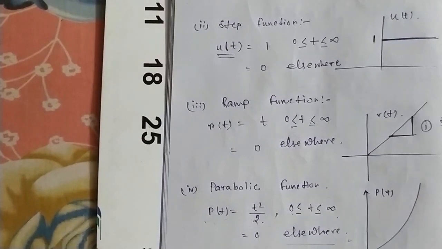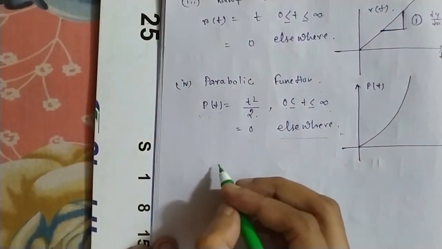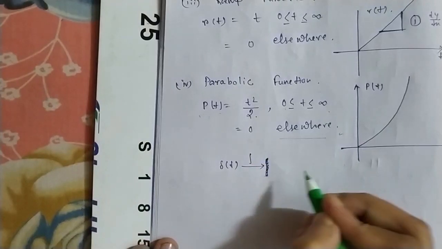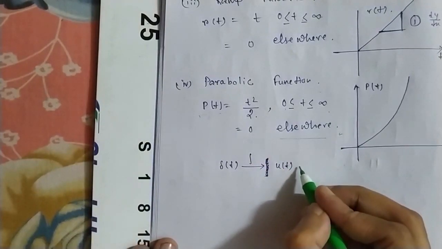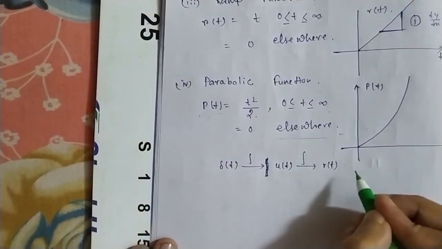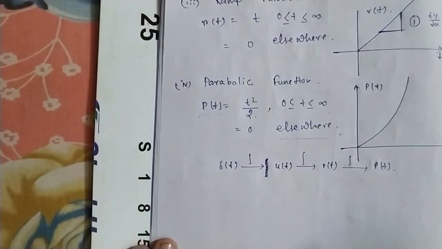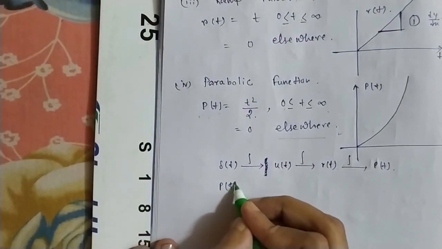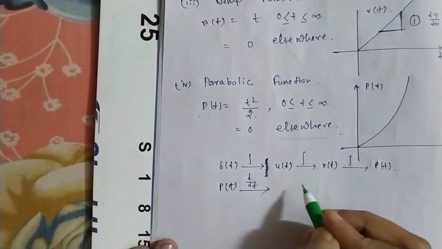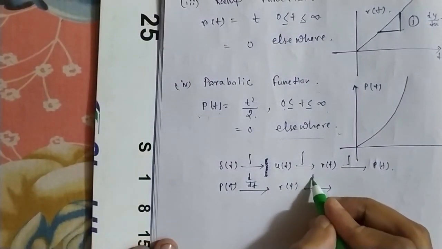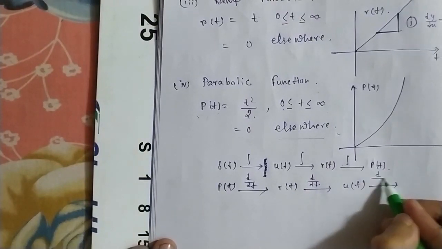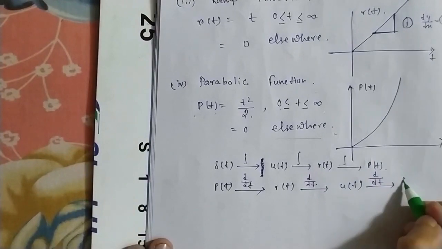Okay, so now another important thing: if you integrate this delta of t, you will get step function. Again, if you integrate this unit step or step function, you will get ramp function. If again you integrate, you will get parabolic function. Similarly, if you differentiate this parabolic function, you will get ramp function. If you differentiate this ramp function, you will get step function. If you differentiate this step function, you will get impulse function.